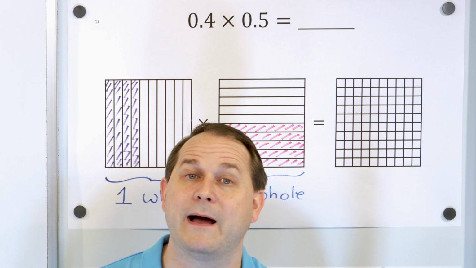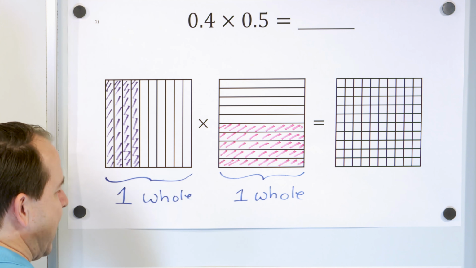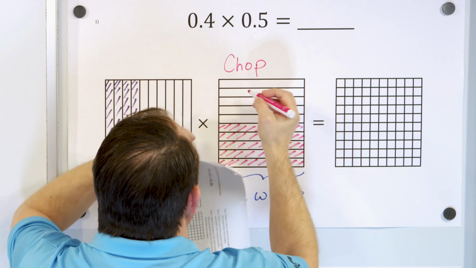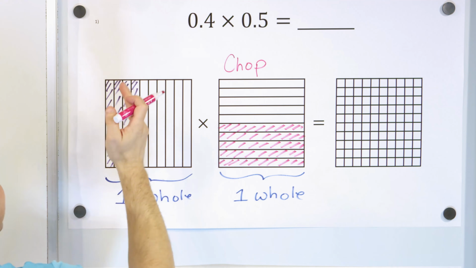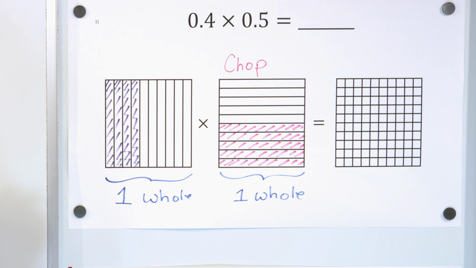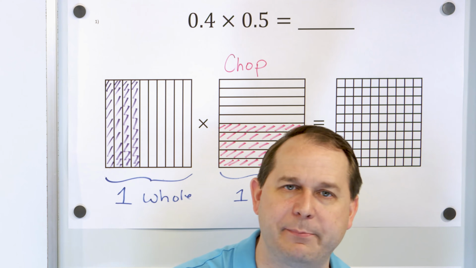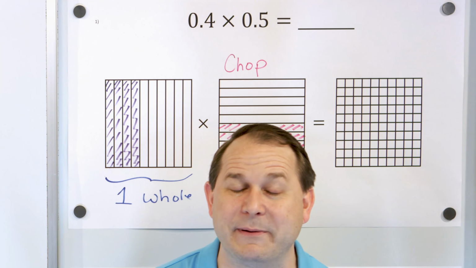So when you multiply by 0.5, you're chopping it by this. So I'm going to write here, chop. Right? So the multiplication means chop. You take what you start with, which is this much of a sandwich. And this second picture is only telling you how much you're chopping it. And in this case, we're just chopping it in half.